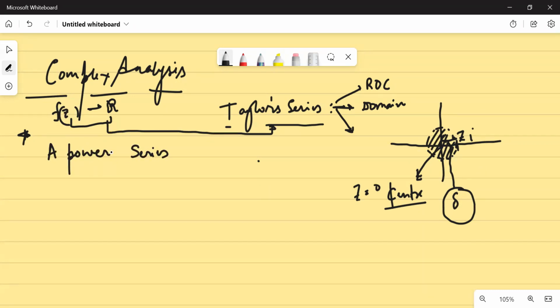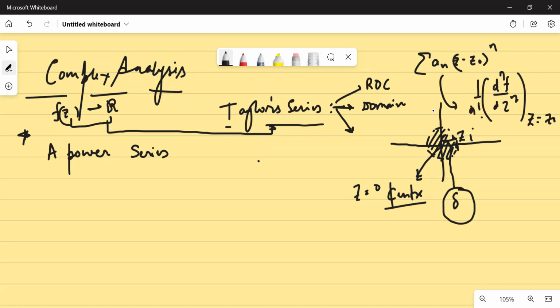Alternatively, I'm using power series. Taylor series is a special case of power series only. So this is the power series, and if you replace the coefficients with the nth derivative of f at z equal to z naught divided by n factorial, this is nothing but your Taylor series. So Taylor series is a kind of power series. Okay, so the power series summation a_n (z minus z naught) raised to power n can be differentiated term by term.